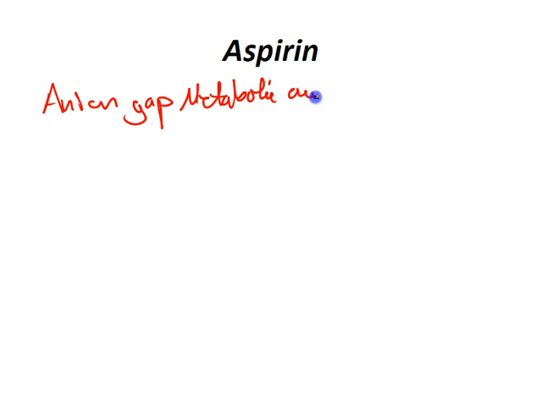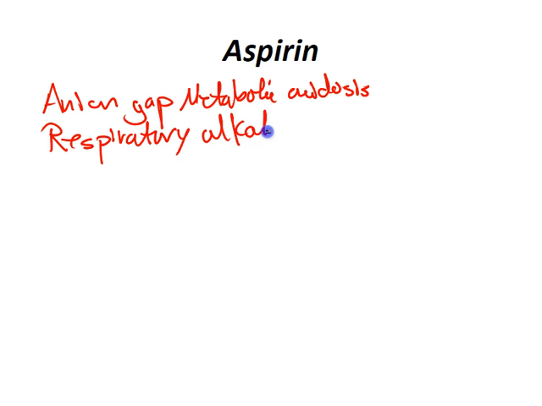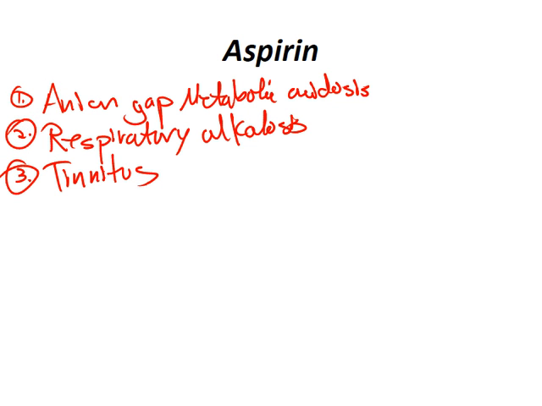All right, moving on to aspirin. Aspirin is going to give you an anion gap metabolic acidosis, respiratory alkalosis, and then you're going to get tinnitus. So those are the three things you're going to get from aspirin intoxication. Not fun. So the first thing you're going to get is anion gap metabolic acidosis, followed by respiratory alkalosis, then you're going to get tinnitus.